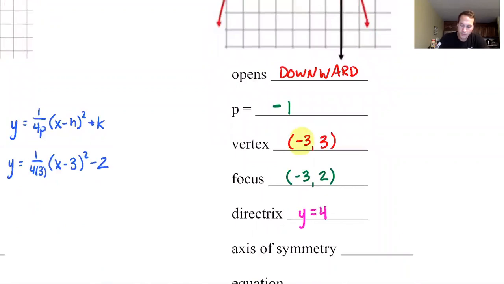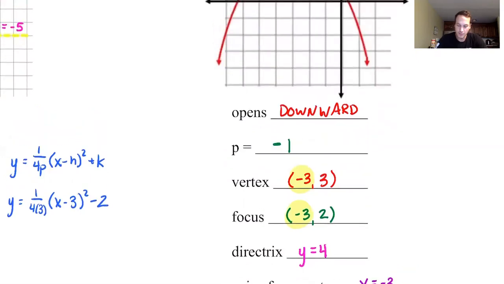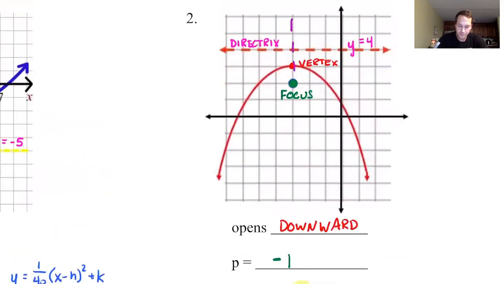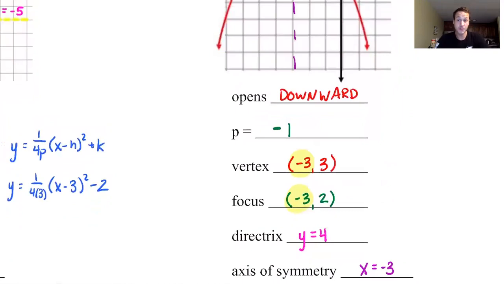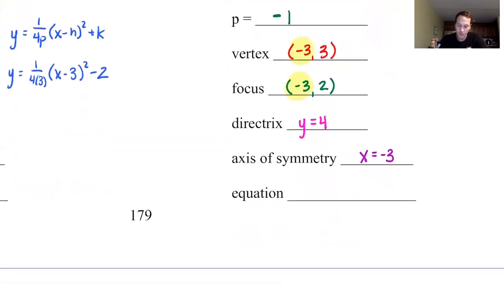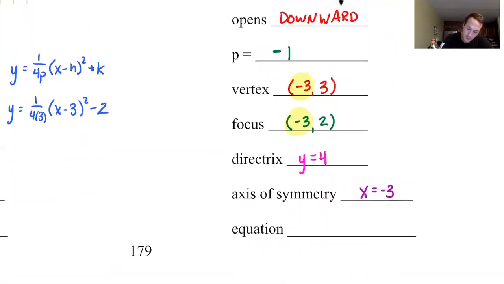Well, if I already know what my vertex and focus points are, that means that I know what my axis of symmetry is. It's x equals negative 3. We can draw it in if we need. One thing that I want to point out: your focus and directrix are the same amount of units away from the vertex, okay? In other words, your vertex is located right in the middle of your focus and your directrix, okay?